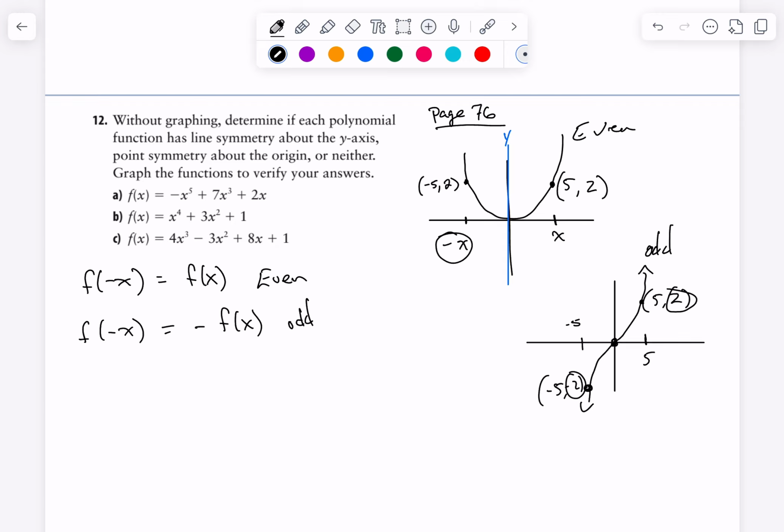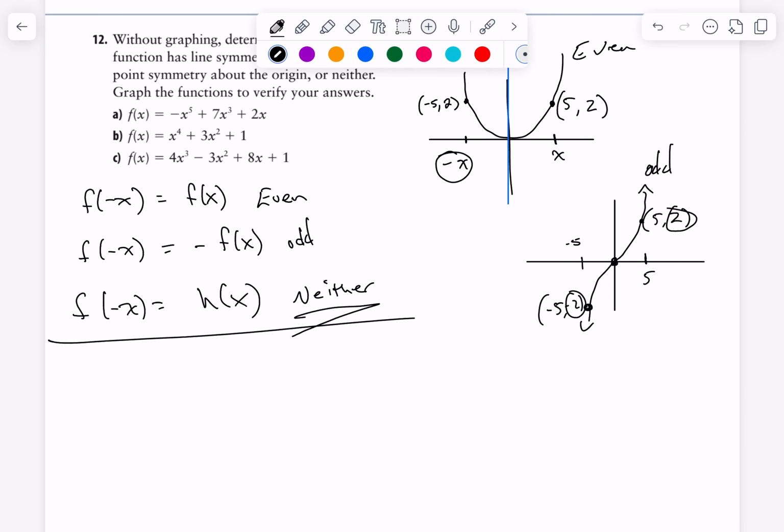So we're generalizing. If neither of these two things end up happening when I evaluate at -x, and I get, I don't know, say something completely different, h of x, we are now in an instance where this is neither. And this typically happens when we have graphs that are not oriented around the origin, I would say. Okay, so what we're going to do here is just use our test on A, B, and C to determine whether each of these functions is either even or odd, and whether they possess line symmetry, point symmetry, or neither.